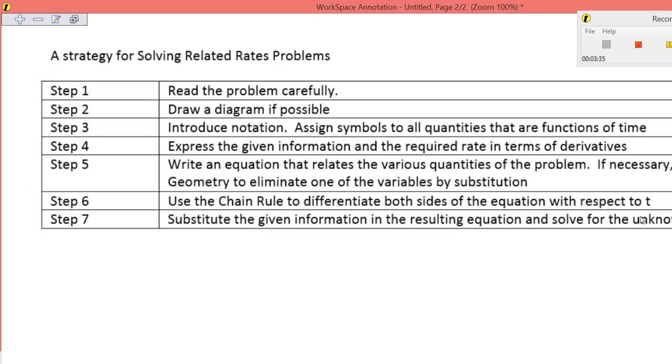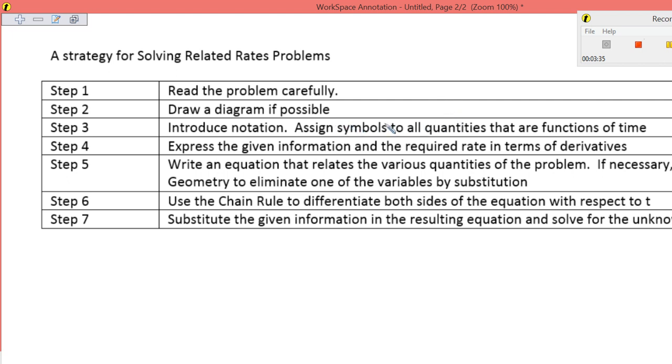Here are a few strategies for solving related rates problems. The first thing you want to do is absolutely read the problem carefully. Most of our problems we will use the Pythagorean theorem, but sometimes we will use the area of a circle or a cone or a cylinder. So you want to draw a diagram if possible. You want to introduce notation. So you want to say, okay, this quantity is represented by x and this quantity is represented by y.